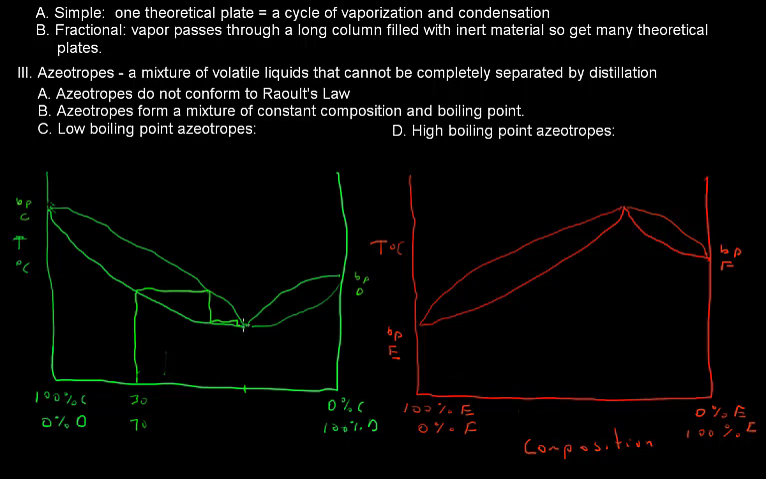So at this point, when the liquid vaporizes, it's going to be at this particular temperature and at this composition forever. You can have an infinite number of theoretical plates. You can't get past this point. You're at the azeotropic composition. Same thing would happen over here.